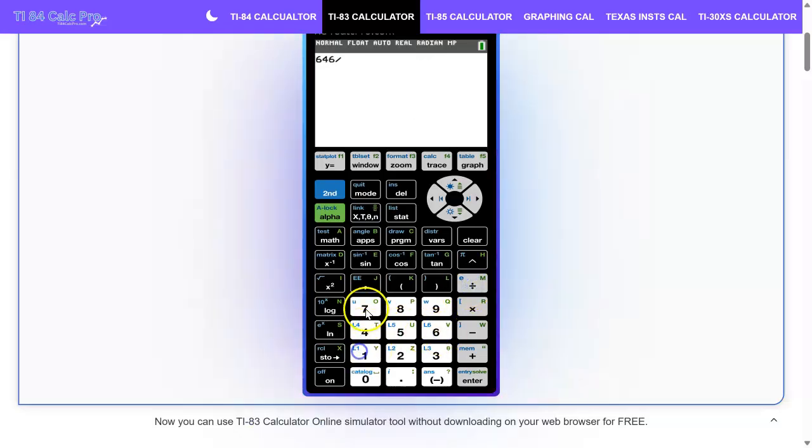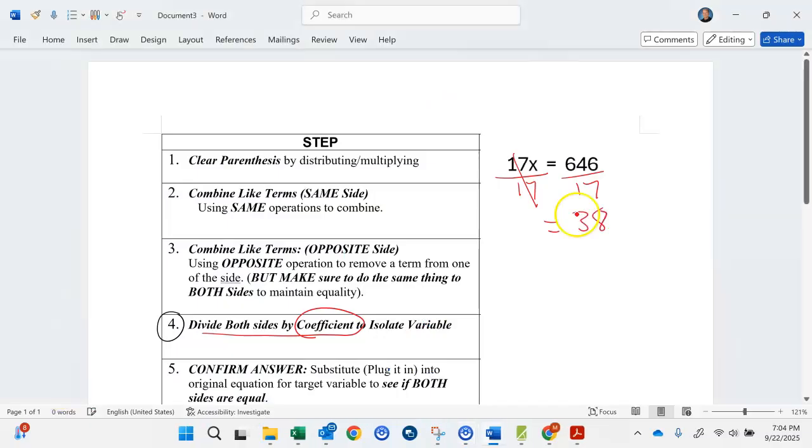646 divided by 17. Enter, and I get 38. But then we need to confirm. So we get 17 times x, which is now 38, and that should be equal to 646. And if you use your calculator, it will be.